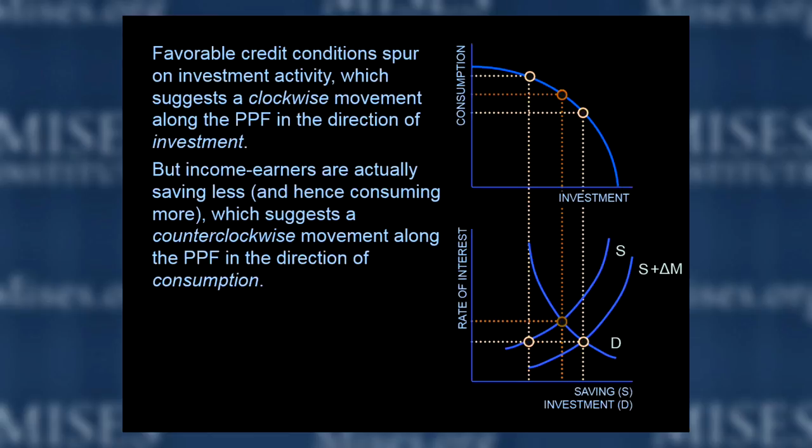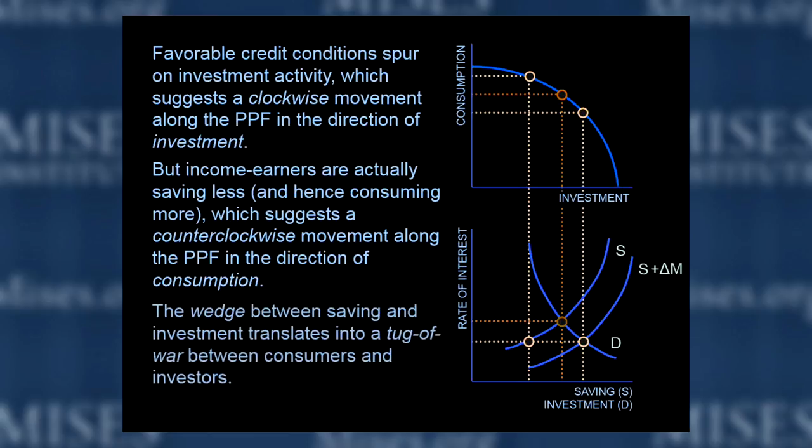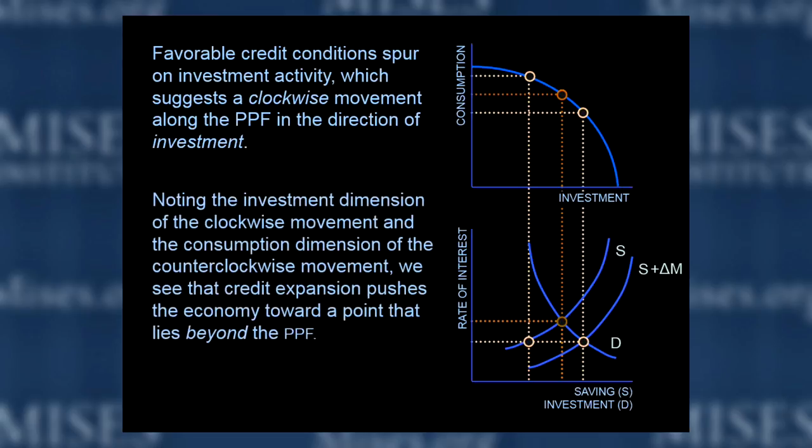So what you're looking at here is some very serious disequilibrium. The wedge between saving and investment translates into a tug of war between consumers and investors. Noting the investment dimension of the clockwise movement and the consumption dimension of the counterclockwise movement, we see that credit expansion pushes the economy toward a point that lies beyond the PPF. The PPF is the sustainable levels of consumption and investment. It can go beyond the PPF, but then it's in the unsustainable region. That's the whole point. All right?